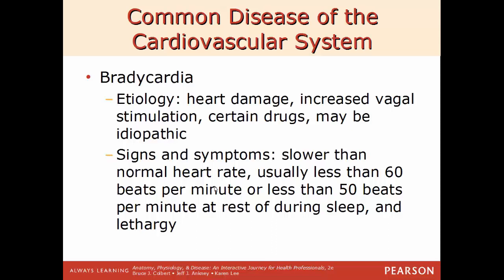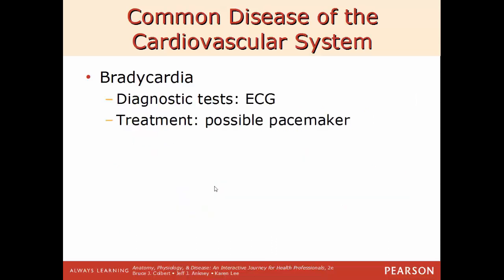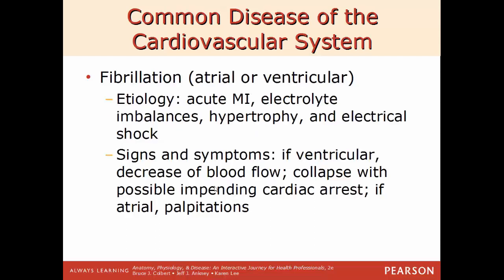Signs and symptoms: bradycardia is a slower than normal heart rate, so usually less than 60 beats per minute, or less than 50 beats per minute during sleep, and being very lethargic. Diagnostic test: the standard ECG, and a treatment would include the surgical implanting of a pacemaker. Fibrillation, whether it be atrial or ventricular fibrillation, AFib or VFib, as some people commonly call this. Etiology here: an acute MI, imbalances with your electrolytes, hypertrophy, and electrical shock.